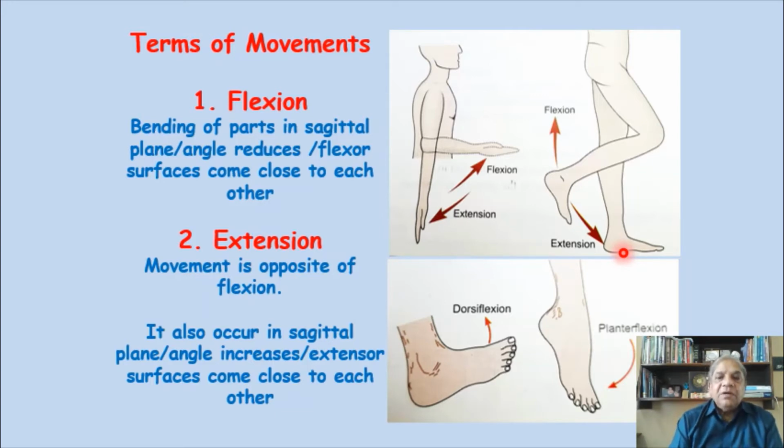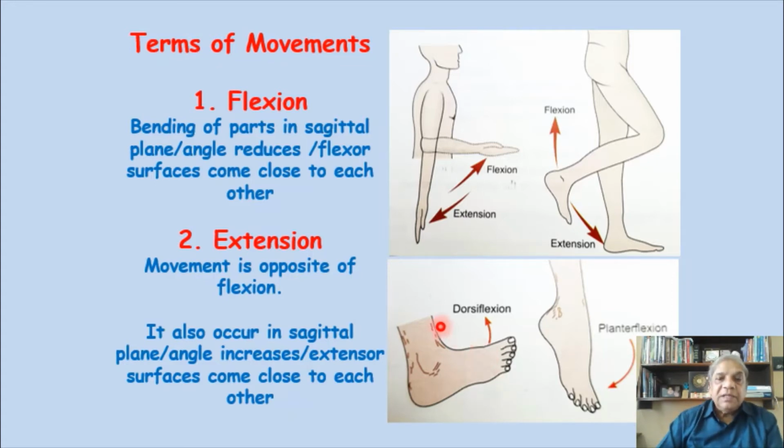Now, the flexion and extension at the foot are a little different. What is there here? This is the dorsal surface of the foot. This surface is called the dorsal surface. And the opposite surface here is the plantar surface, or the sole. Okay, sole of the foot, and this is the dorsal surface of the foot.